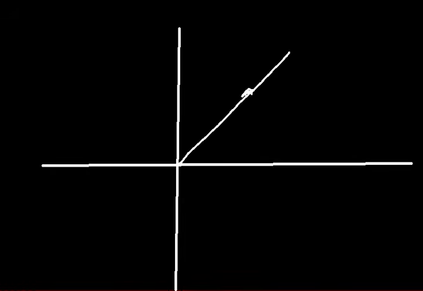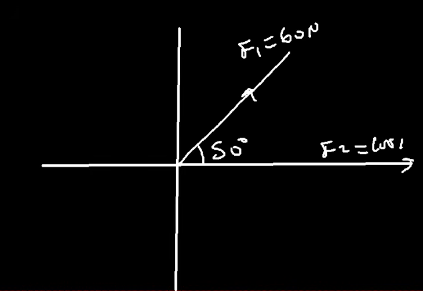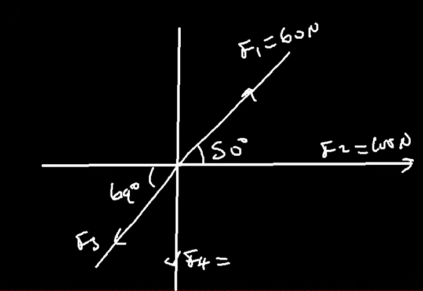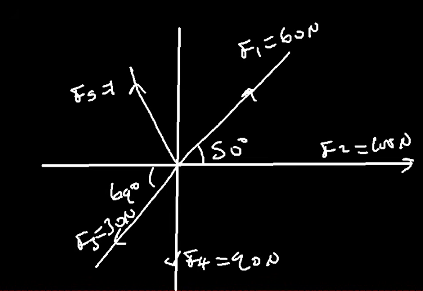Let's say this is a vector f1, that is 60 newtons, angle is given as 50 degrees. Let's say that is the vector f2, 100 newtons. And let's say we have another vector, f3 at an angle of 69 degrees. We have another vector, f4, that is 90 newtons. Should be that. f3 is given as 30 newtons rather. And we also have f5, which is 10 newtons at an angle of 25 degrees.